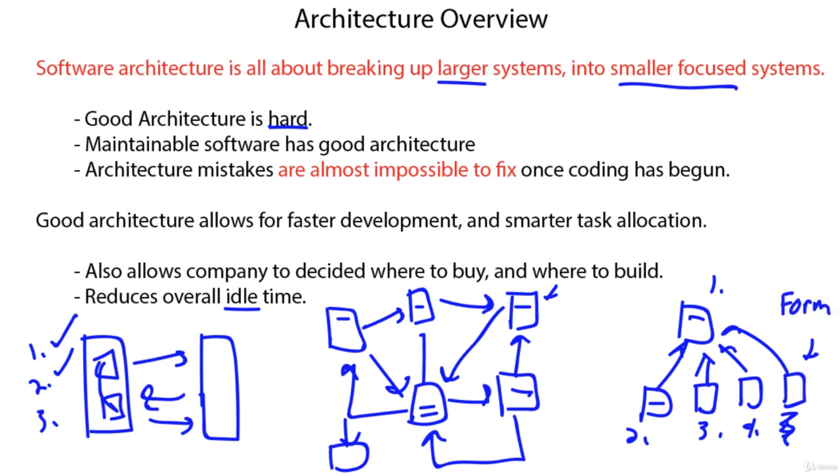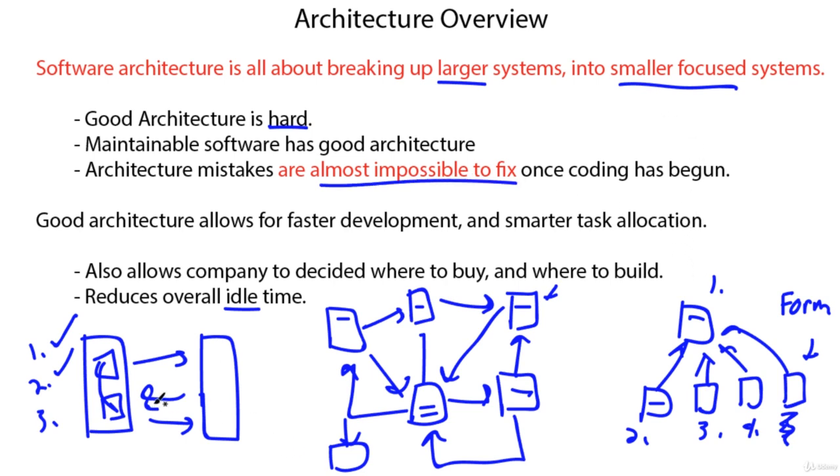There's many, many great little projects online that we can buy and integrate into our software. So that allows us to choose the buy or build. And then overall, we always need to remember that architecture mistakes are almost impossible to fix once coding has begun.